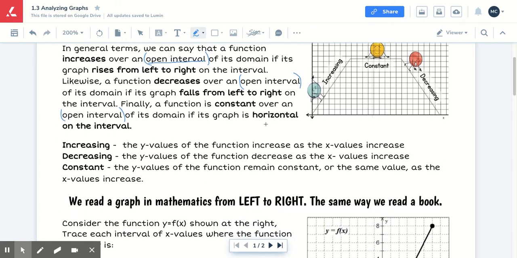For increasing, that means that the y values of the function increase as the x values increase. Decreasing means the y values of the function decrease as the x values increase. I want to point this out here. Increasing means y's are increasing as the x's increase. Decreasing means the y values decrease as the x's increase. And for constant, the y values of the function remain constant, or the same value, as the x values increase.